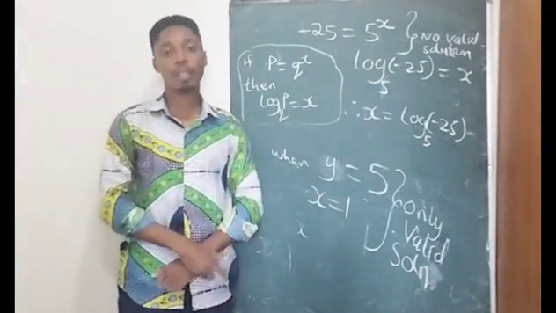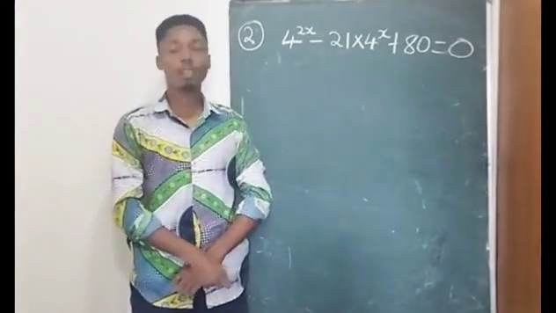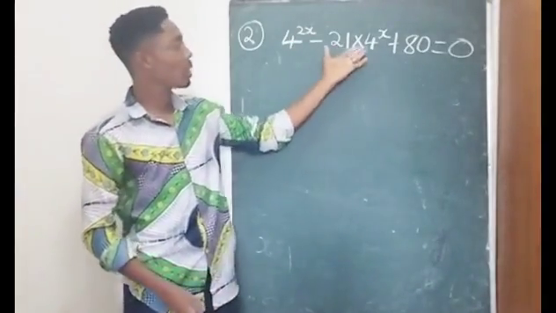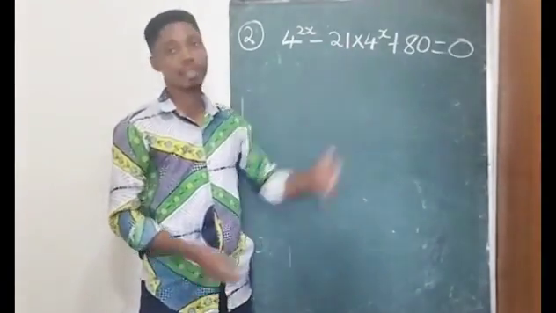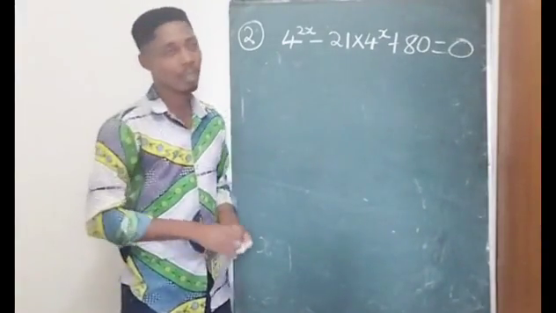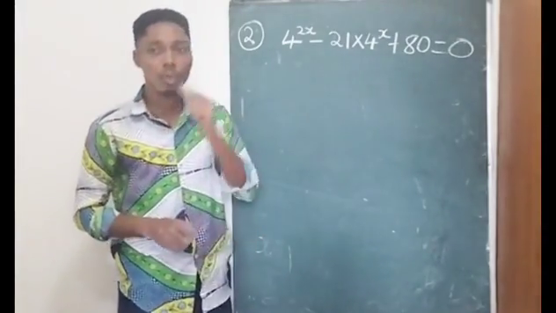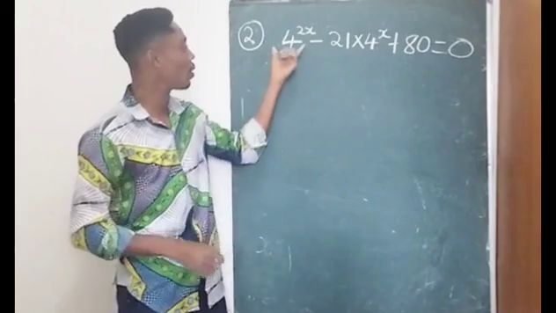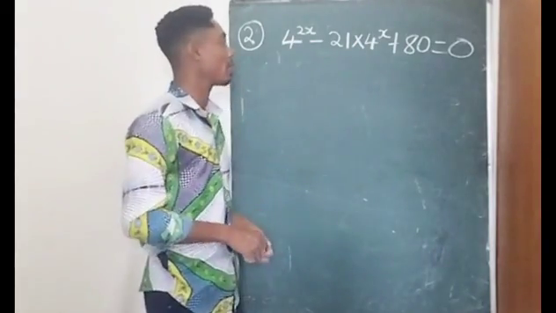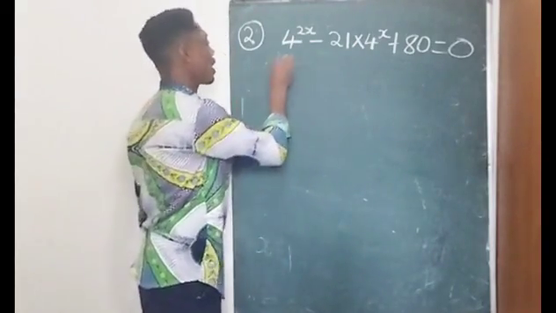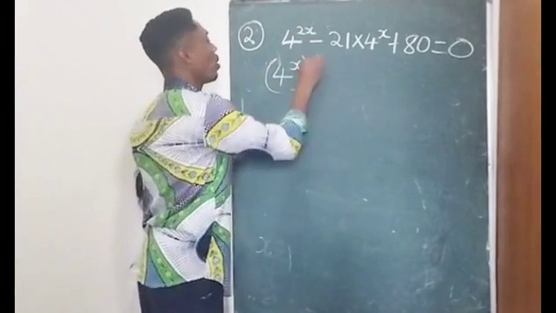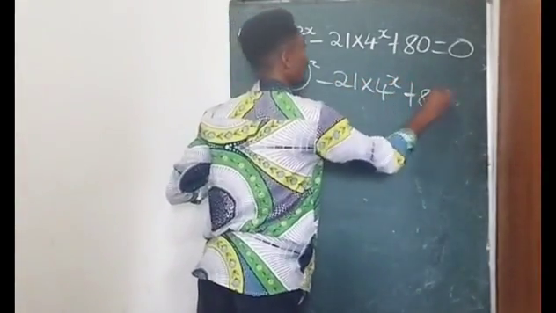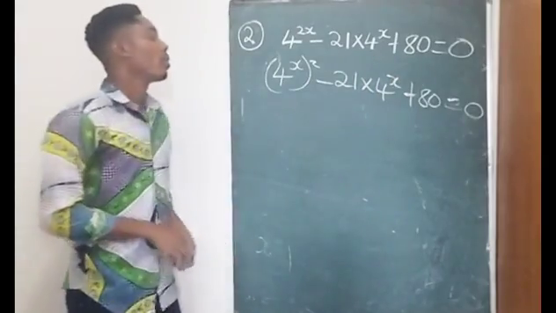From there, we move to the second question. In the second question, you can see I'm having 4 raised to the power 2x minus 21 times 4 raised to the power x plus 80 is equal to 0. We're going to do the same thing we did previously. We look out for the exponential function. The exponential function here is 4 raised to the power 2x and 4 raised to the power x. But 4 raised to the power 2x can also be written as 4 raised to the power x all squared, minus 21 times 4 raised to the power x plus 80 equals to 0.